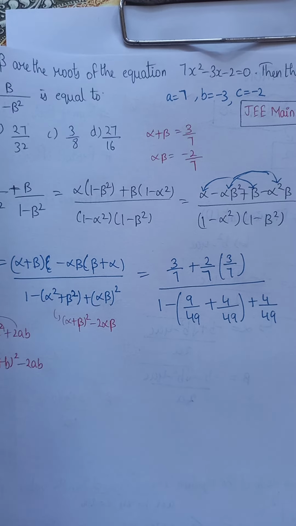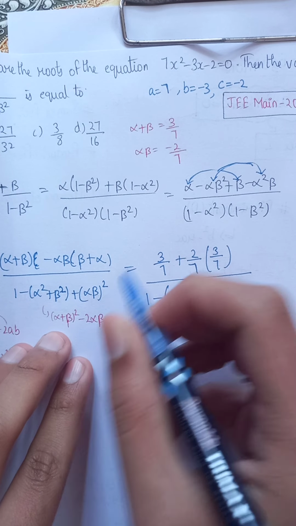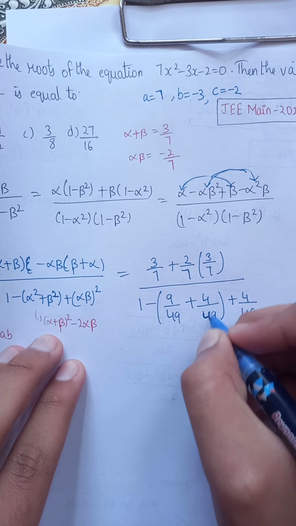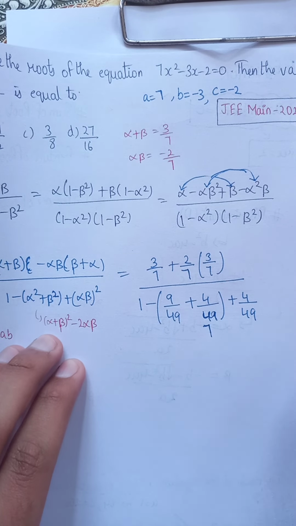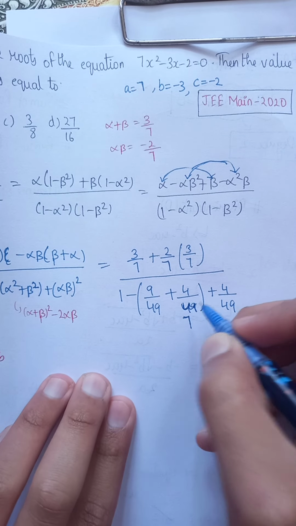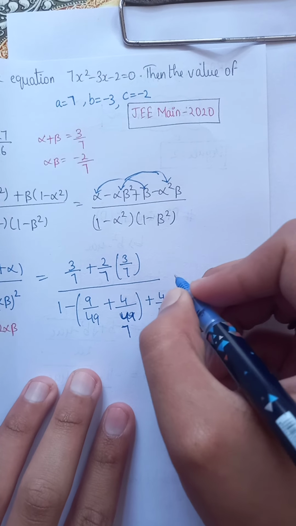You can see I made a mistake here. This is actually minus 2 into alpha beta, so minus 2 into minus 2 by 7, which is equal to plus 4 by 7. You should not make this silly mistake. So my plus 4 by 7 is not like 49. Sorry, I did the whole square actually. So now let's start solving.